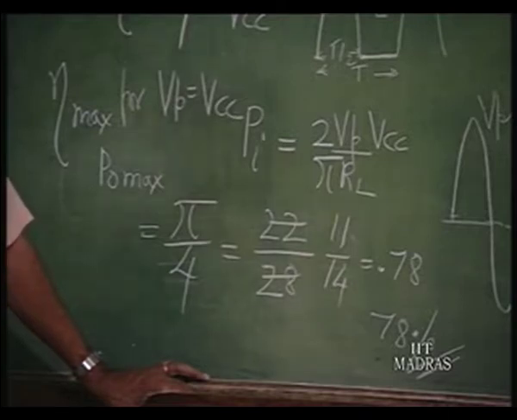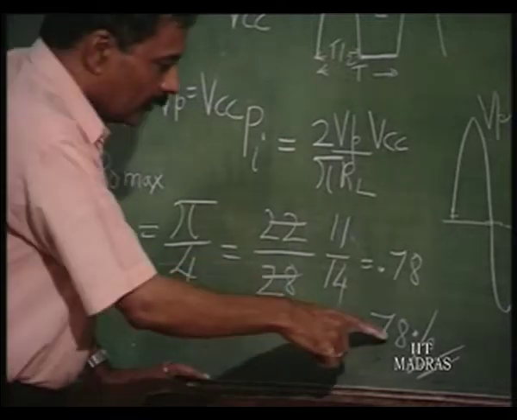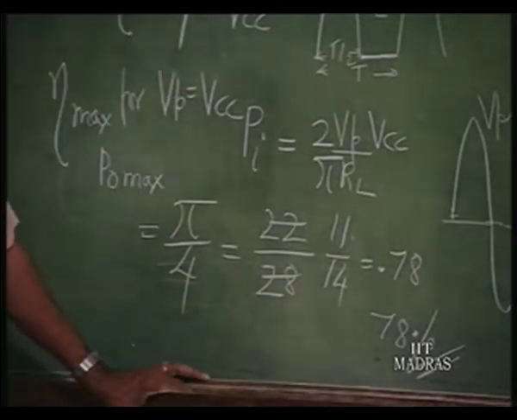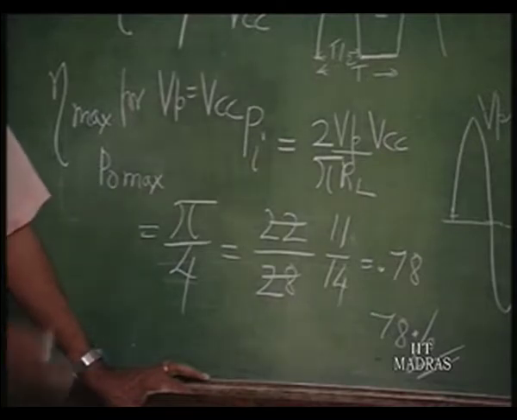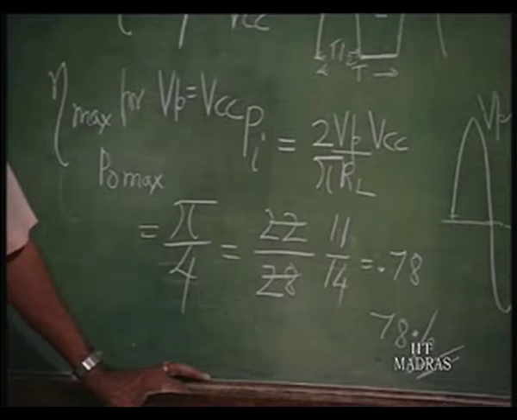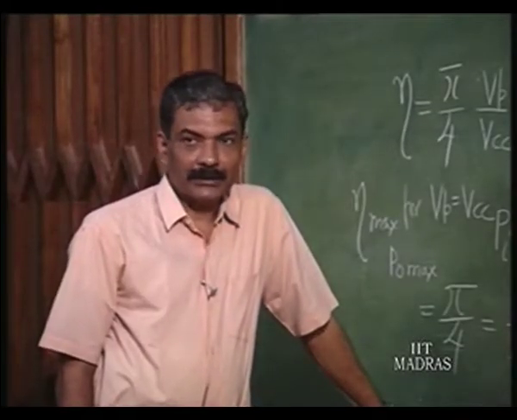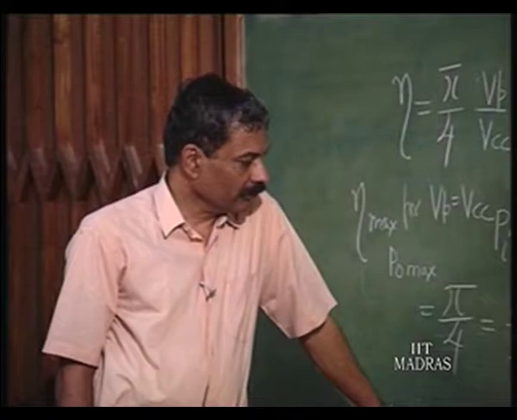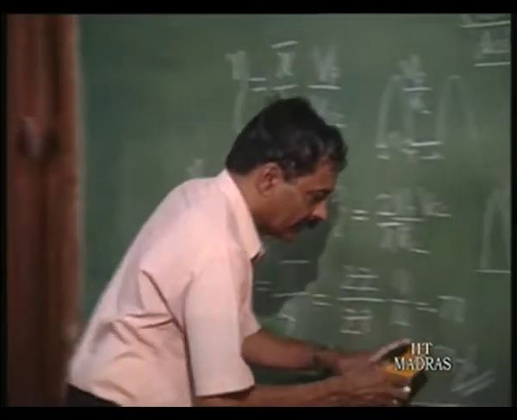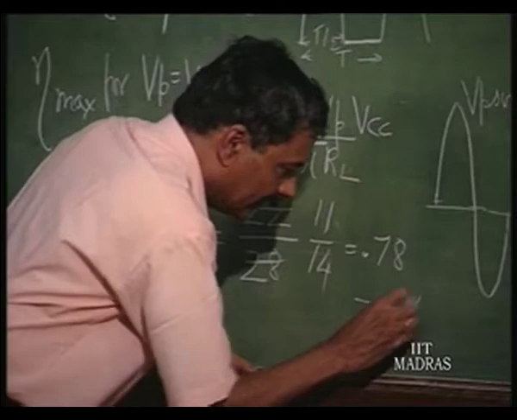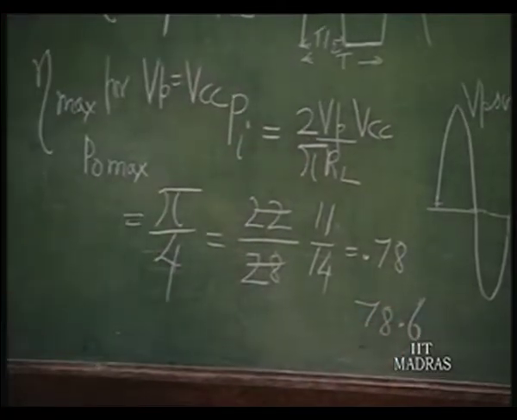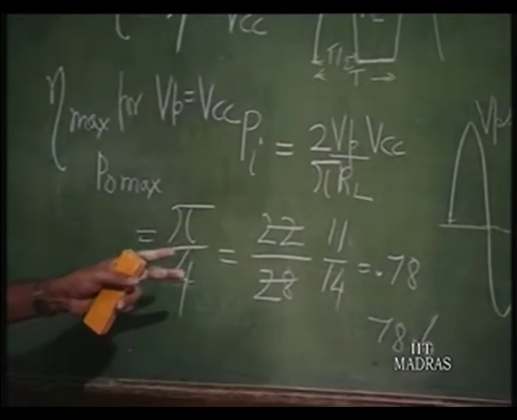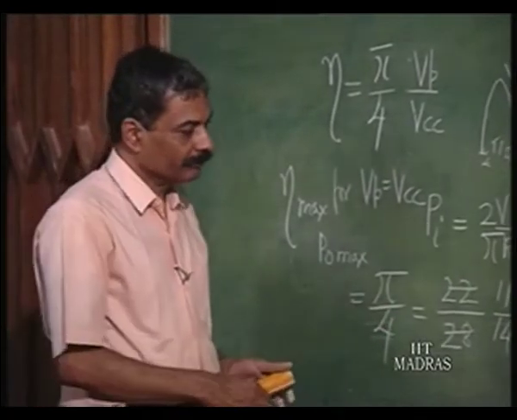78% efficiency simply means that the wasted power is only about 22%. 78.6. This is very useful to remember, because it is nothing but pi by 4, 3.14 divided by 4.